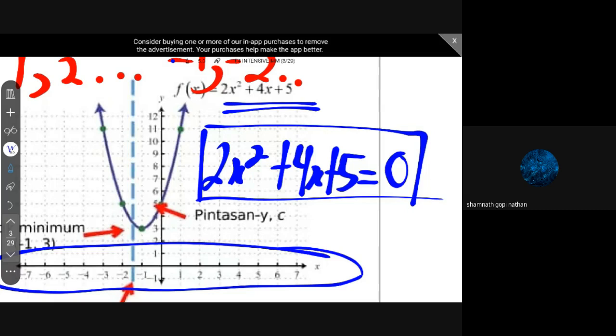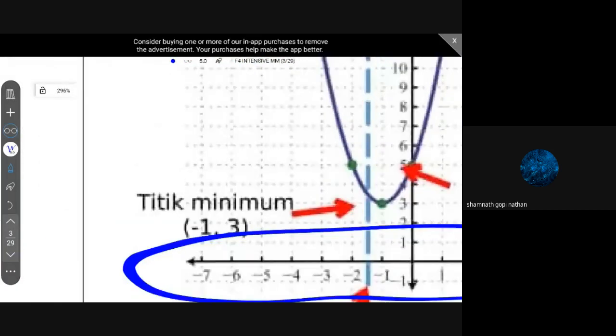What if they don't give the equation and just only give the titik minimum and ask for garis tengah? Garis tengah, do you mean by axis of symmetry? Do you want to find the axis of symmetry? Yeah. Oh, yeah. So axis of symmetry is basically this one.